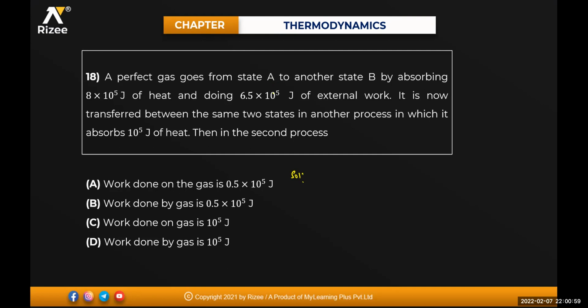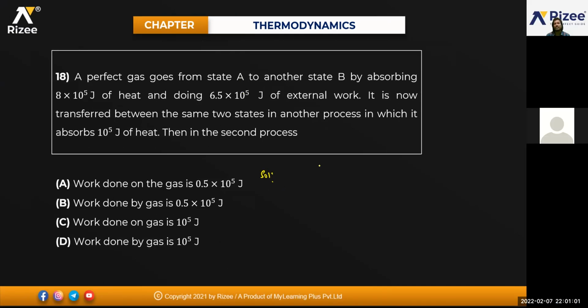Chalo. Try to do this one, beta. 18th one. A perfect gas goes from the state A to another state B by absorbing 8 into 10 to the power of 5 joules of heat and doing 6.5 into 10 to the power of 5 joule of external work. If it is now transferred between the two states in another process in which it absorbs 10 to the power of 5 joule of heat, then in the second process, the work done by the gas is how much?